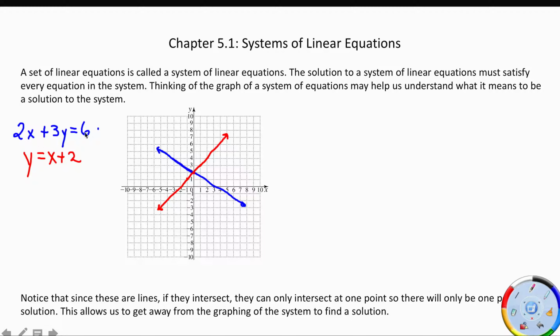To be considered a solution to the system of equations, it has to be a solution that satisfies both equations at the same time. And notice this point right here is on both lines. So the point 0, 2 is my solution. In other words, if x equals 0 and y equals 2, that's a solution to this system.